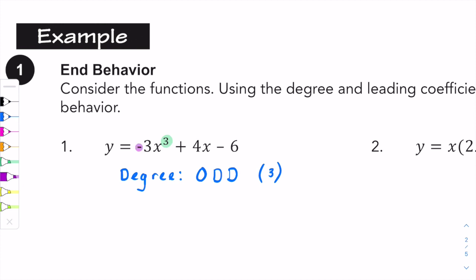Next, we're looking for the leading coefficient, abbreviated LC. We want to know, is it positive or negative? And this is negative. The number is negative 3.